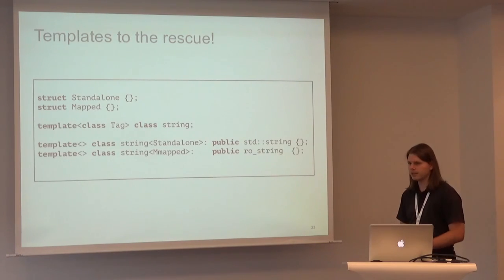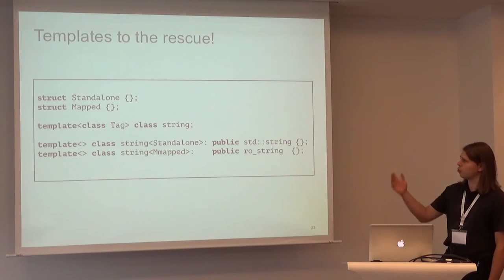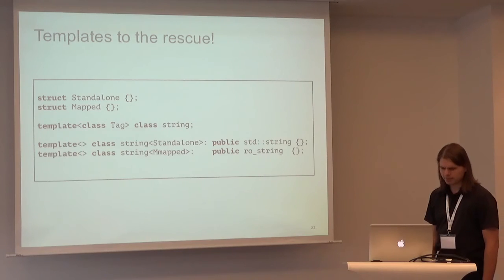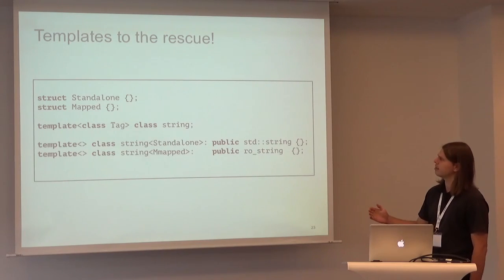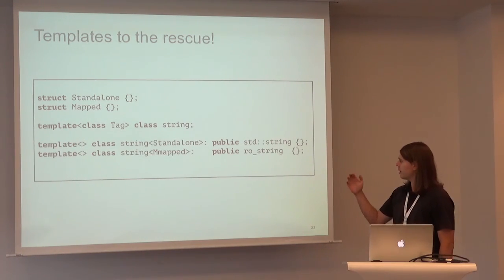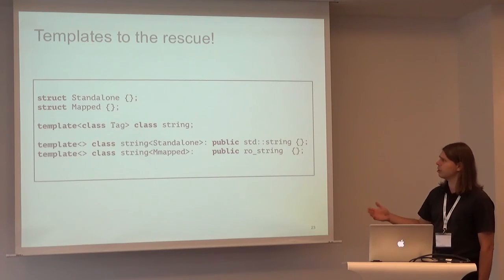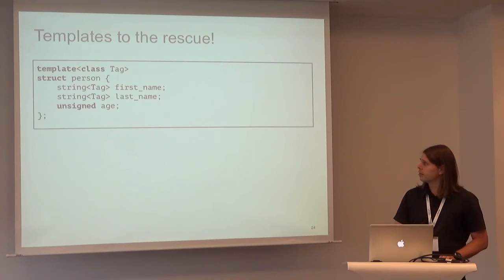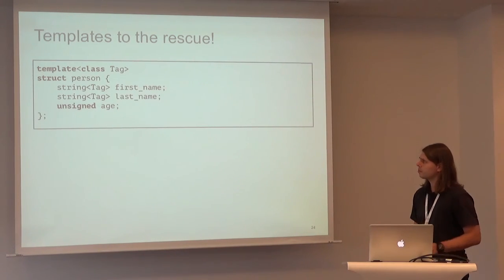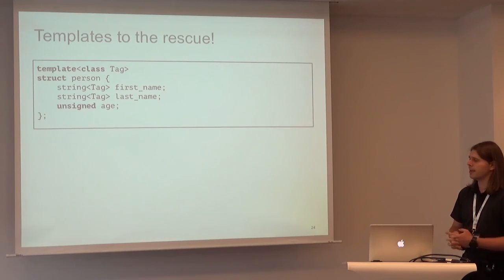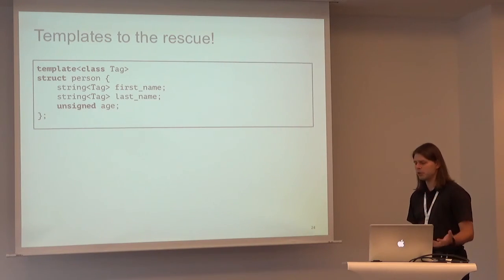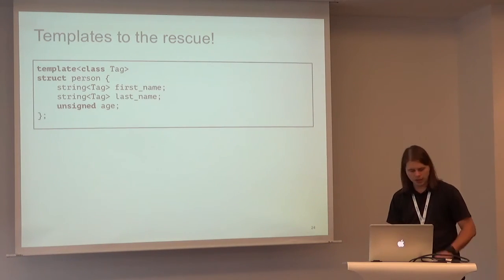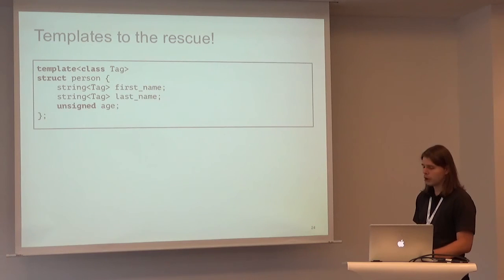Well, C++ seems to have a feature that helps us to deal with this kind of duplicity, named templates. So we can establish two, well, tags. I call them standalone and mapped. And we can provide a template class string, aliasing a specific version of our string depending on what the tag is. This approach can be propagated to the user struct as well. So this struct person behaves exactly like the W person or the R person mentioned above, depending on what the tag is.